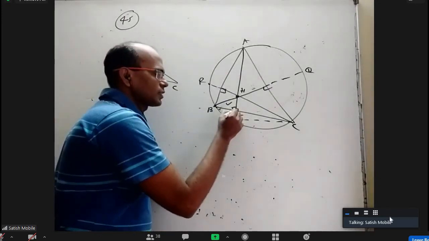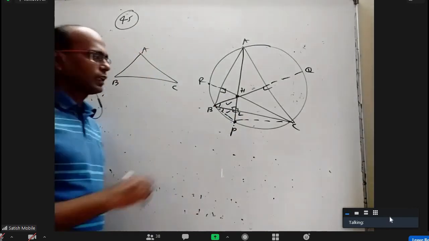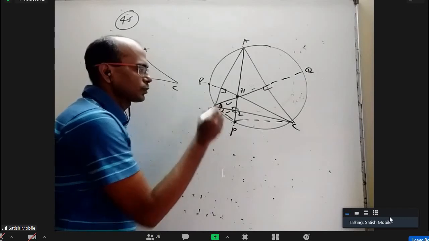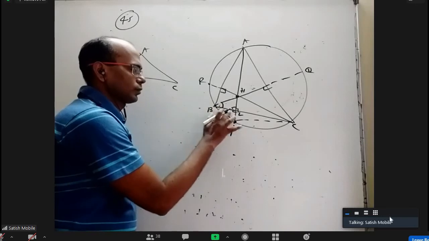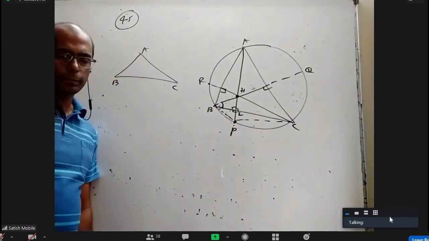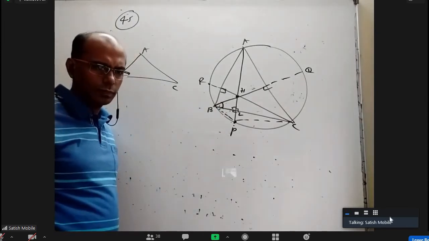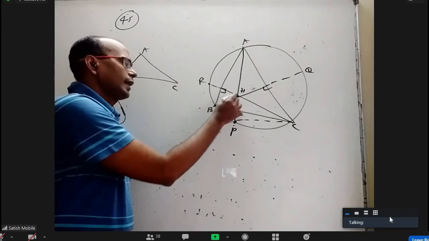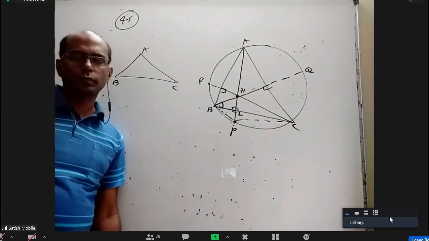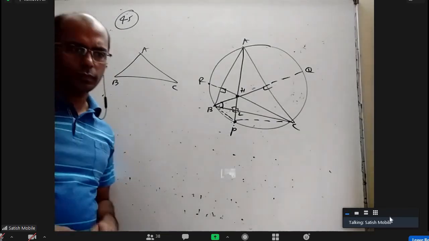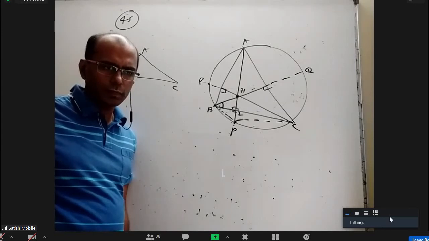Already this is 90, this is 90, and this is a common side. I have to just prove these two angles are equal. Can anybody tell what this small angle here is? How much? Angle HBC, how much is it? Is it 90 minus C? Angle HBC, is it 90 minus C?